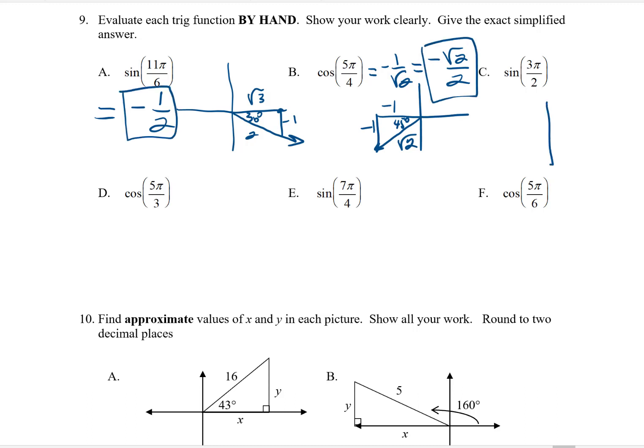Sine of 3 pi over 2. 3 pi over 2 is quadrantal, so I should go unit circle. This is the point 0, negative 1. Sine is the b coordinate, so the answer would be negative 1.